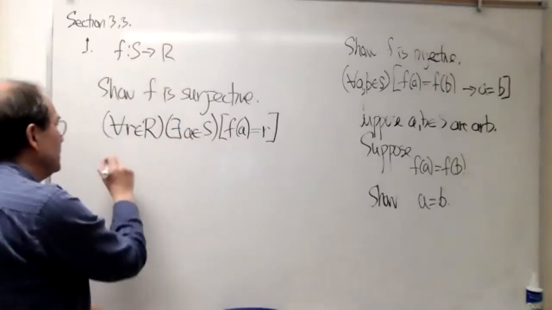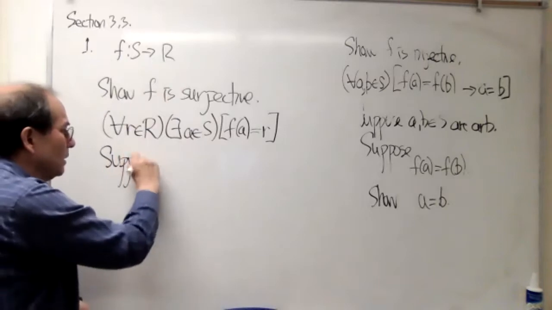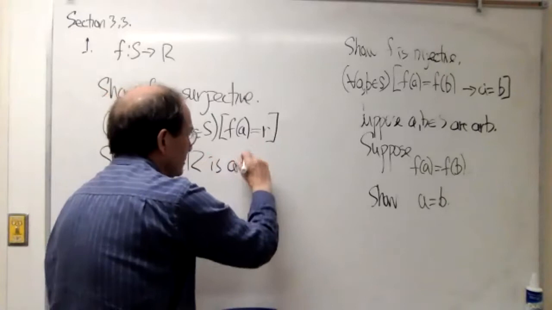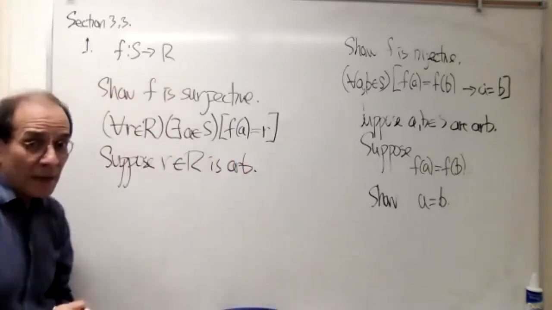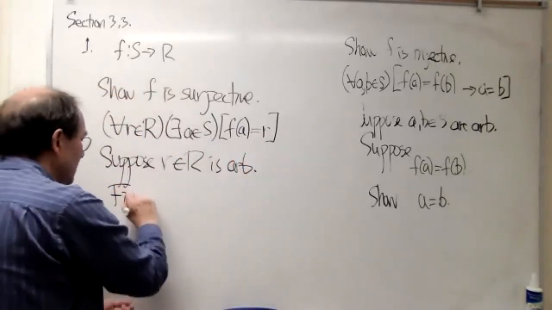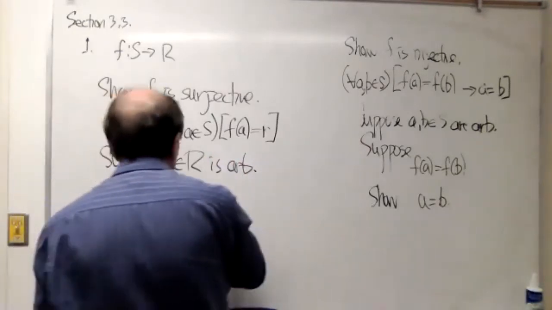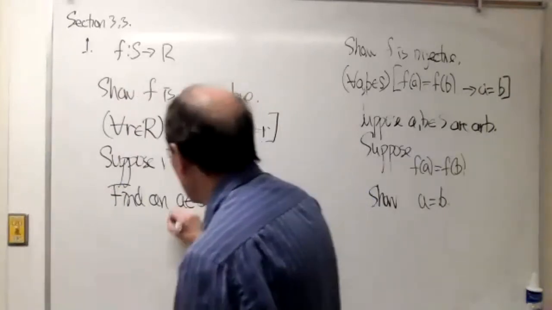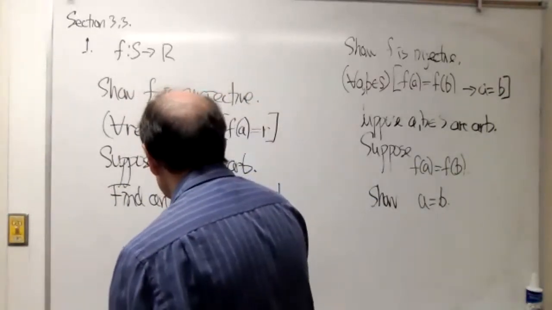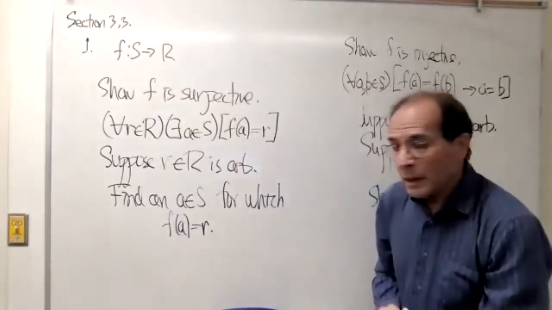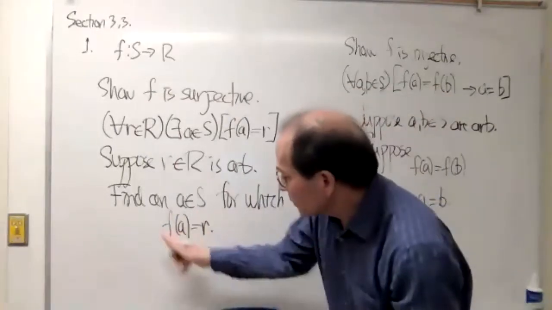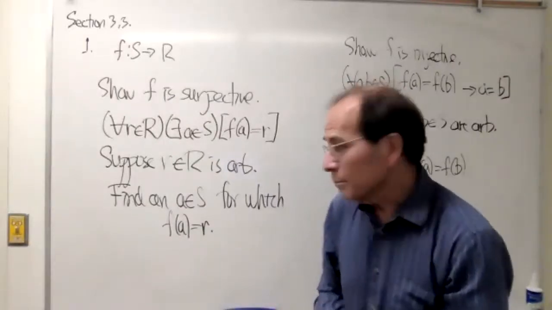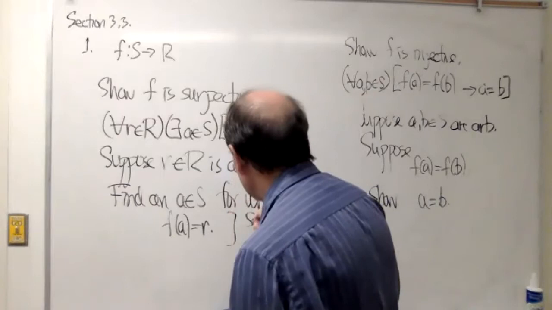So to prove this, you're going to suppose that R is an arbitrary element of R. And then you need to find an A in S for which F of A equals R. Okay. And the way you're going to do that is you're just going to use the formula here. You've got an equation here, and you're going to solve that for A in terms of R.